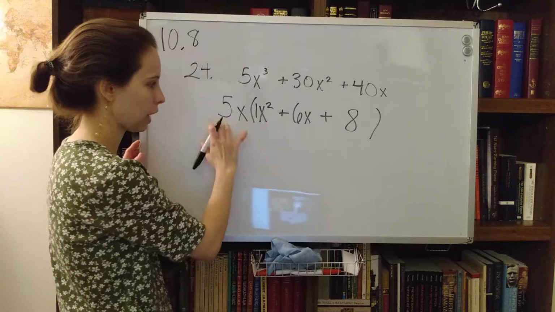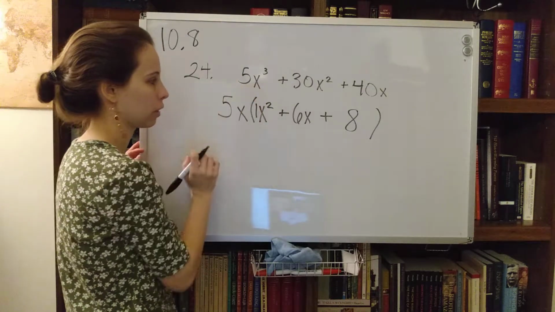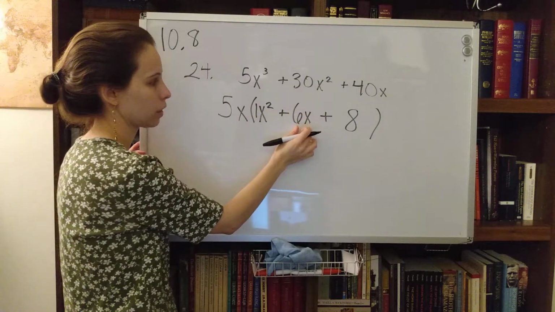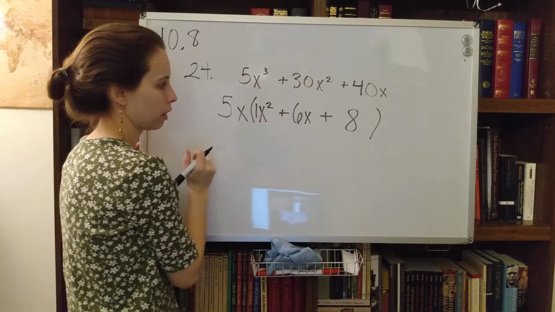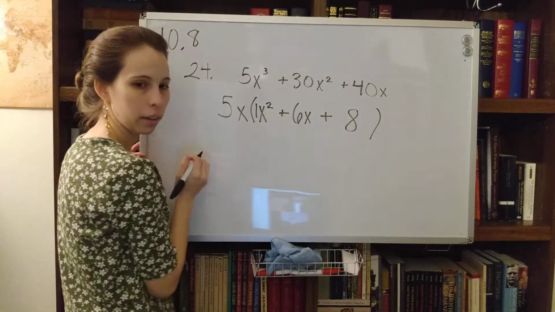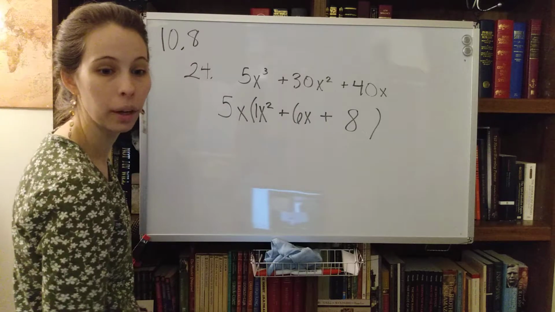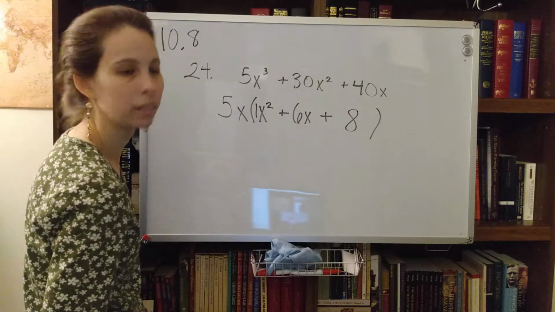So let's make sure it works. 5x times x squared would be 5x to the third. 5x times 6x would be 30x squared, and 5x times 8 would be 40x. So it makes the original problem. What? I didn't get this before. I understand it now. Good.